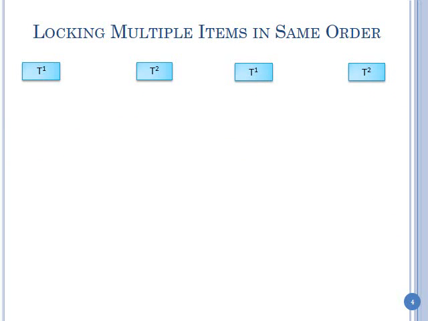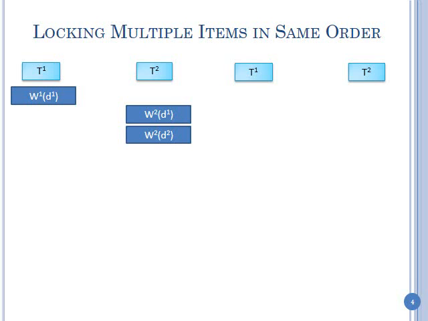Let's go to multiple items now. Transaction 1 reads item 1, writes item 1. Transaction 2 writes item 1. Then it writes item 2. And transaction 1 writes item 2.